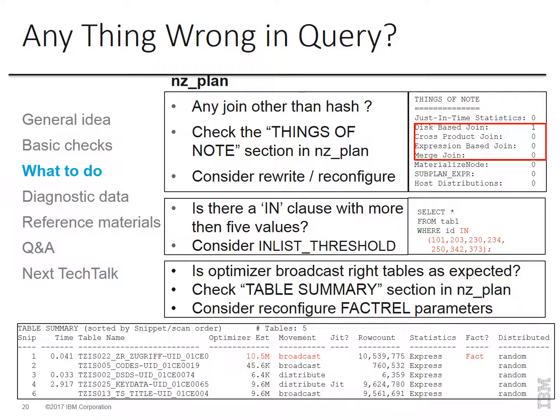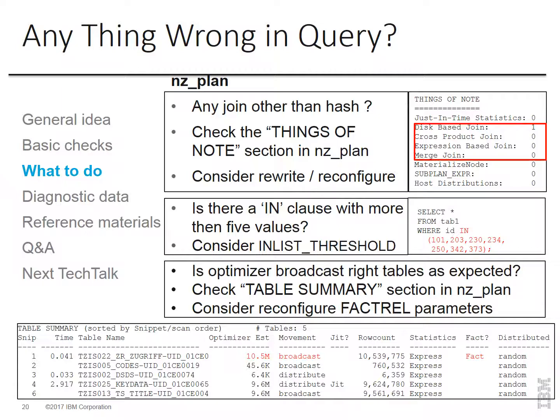You need to review the query logic. A query rewrite or, in some cases, use of specific optimizer parameters can help. Secondly, if there is an IN clause used in the query with more than 5 values, the optimizer will create a temporary table and join it. Joining a table is always a costly operation.